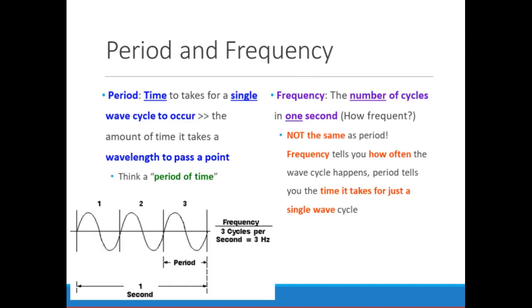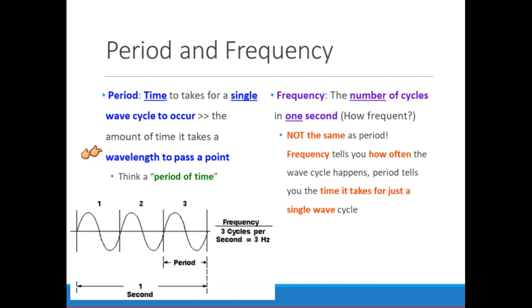Perfect. Okay, so the last two that we need to talk about, the last two definitions are period and frequency. So period is the time it takes for a single wave cycle to occur. Okay, so this is the amount of time it takes for just one little cycle from crest to crest, trough to trough, or equilibrium to occur, right?